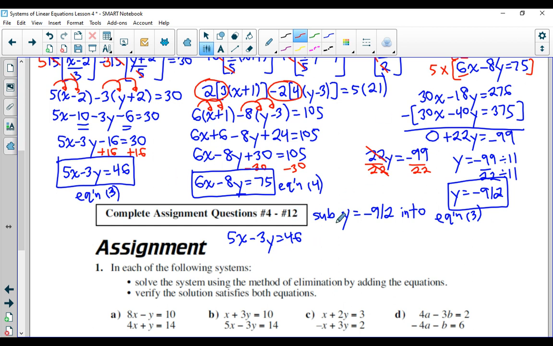Okay, so we're going to replace y with negative 9 over 2. And this will actually, it's not going to be great in terms of how it simplifies, but it's not bad. Okay, so you'd have 5x minus 3 times negative 9 over 2 would be equal to 46.